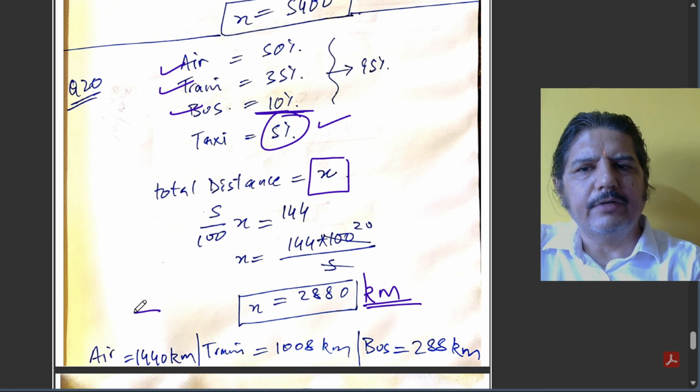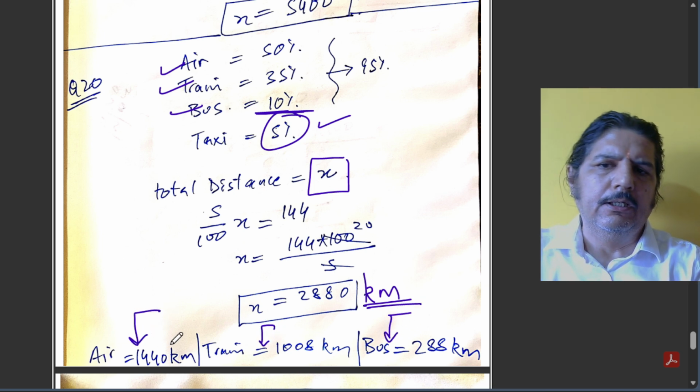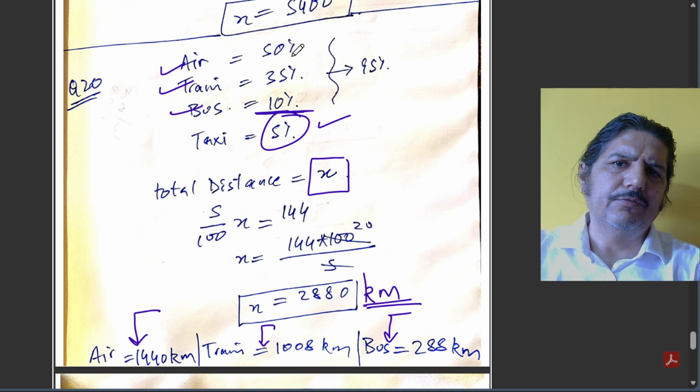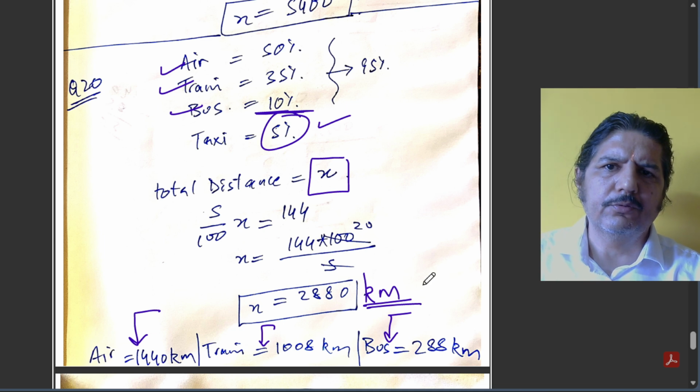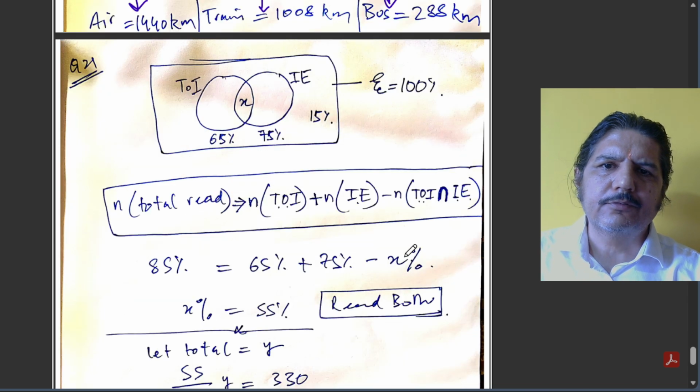And then finally you have to find the distance by air, train and bus. That can be calculated by the percentage. 50% of 2880, 35% of 2880, 10% of 2880. That is very simple to calculate. And let's move to the next question.